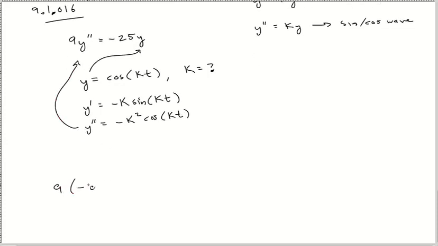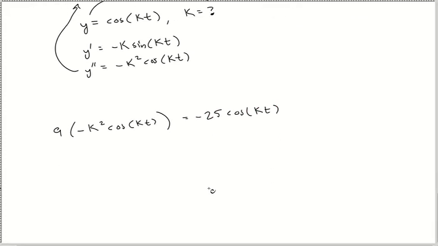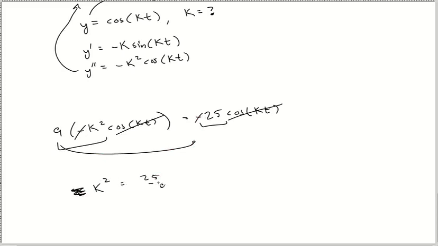So I got 9 times negative k squared cosine of kt is equal to negative 25 times cosine of kt. And I want to solve for k. This 9 and this stuff here, it's just numbers in the front, but they both have this cosine, which you can actually cancel out, thankfully. Divide by the 9, and you don't need the negative on both sides. K squared is equal to 25 over 9. Square root both sides, and what we get is k is equal to plus or minus 5 over 3.